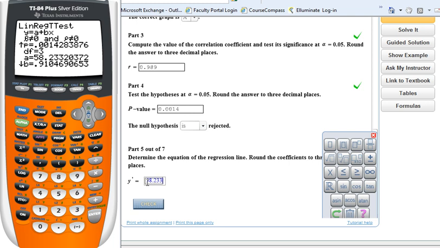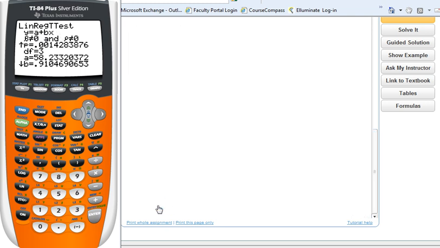So now I have 58.233. My B value is positive, so plus 0.910x. So all I've done there is I have basically taken these data values, found an equation where these A and B are my coefficients in this format for my linear regression, and I'm ready to go. So I test that, I press okie dokie.